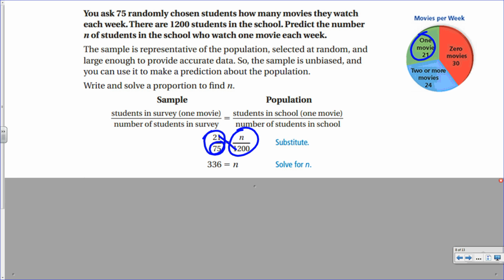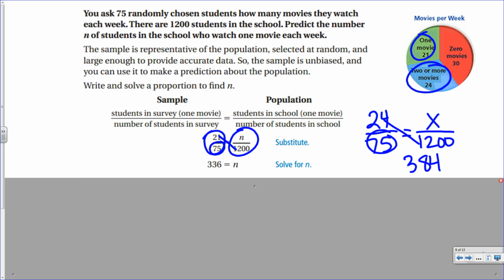Now we could do that for those who watch 2 or more movies as well. We know that 24 students watched 2 or more movies out of the 75 that were surveyed. So then I want to know how many is that out of the 1,200. Again, you could cross multiply and divide to find your answer. This is what you would do to make predictions. You would use proportions. So 24 times 1,200, and you divide that by 75, and you would find out that 384 students watched 2 or more movies. So that's how you make predictions using the data from your sample space.